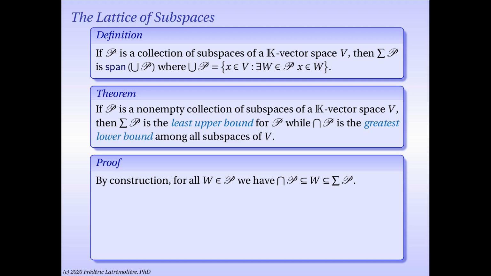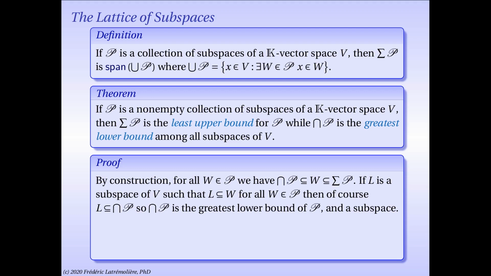On the other hand, if W is an element of P again, W is a subset of the union of P. But the union of P in turn is a subset of the span of the union of P, in other words, a subset of the sum of P. So every element of P is less or equal than the sum of P. The sum of P is an upper bound for P.